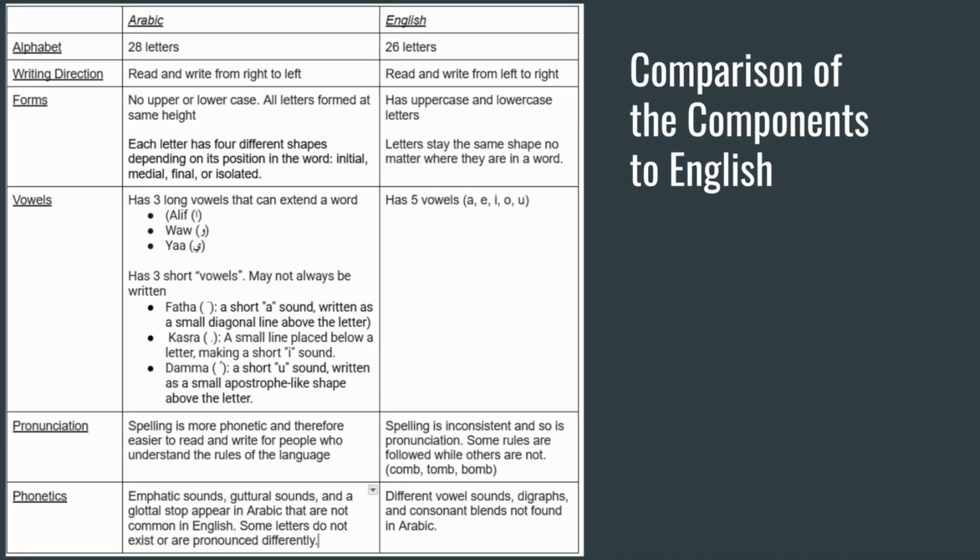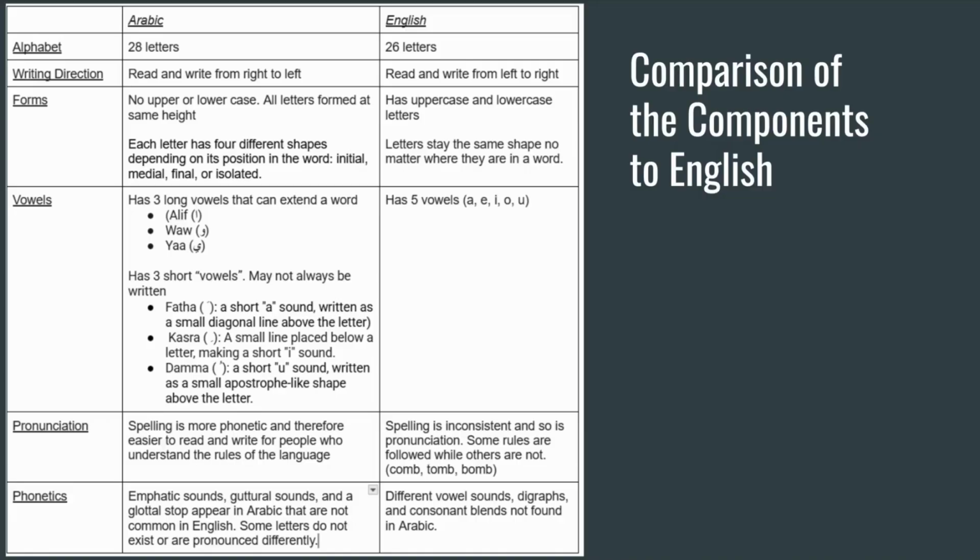When we are comparing the components of Arabic to English, these two are vastly different in their forms, phonetics, and orthography. Firstly, as Danielle mentioned, Arabic has 28 letters compared to the English 26. English has 5 vowels, A, E, I, O, and U, which can be either short or long depending on the word. These vowels can also be put together to make vowel teams and make different sounds. However, in Arabic, they have 3 long vowels that can extend a word and 3 what we would call short vowels, but they may not always be written and are more assumed in conversation.